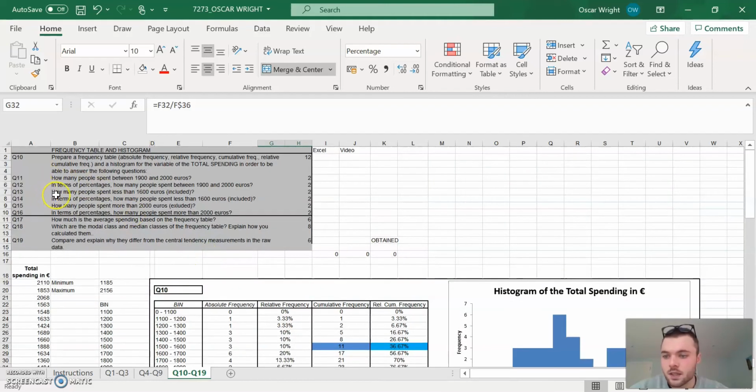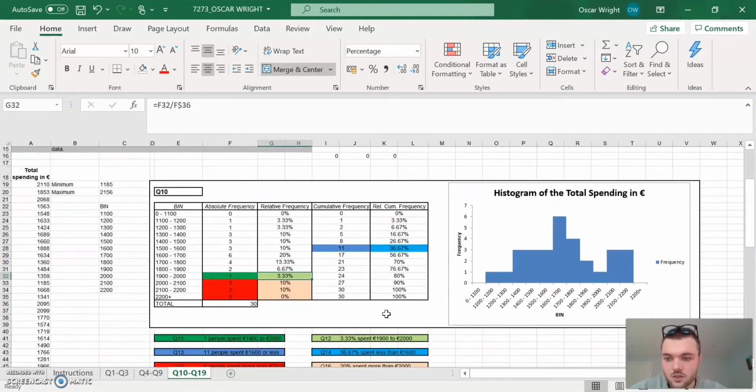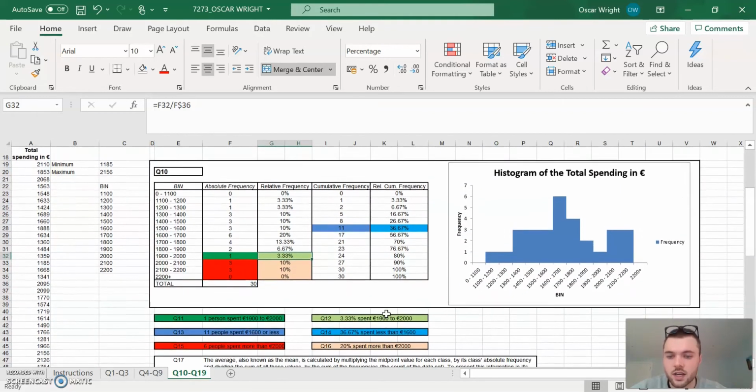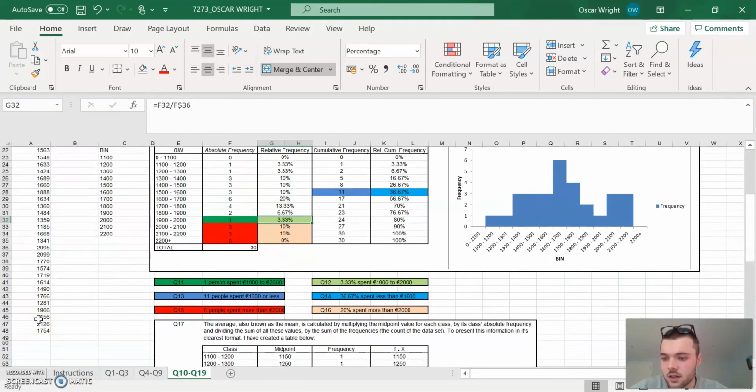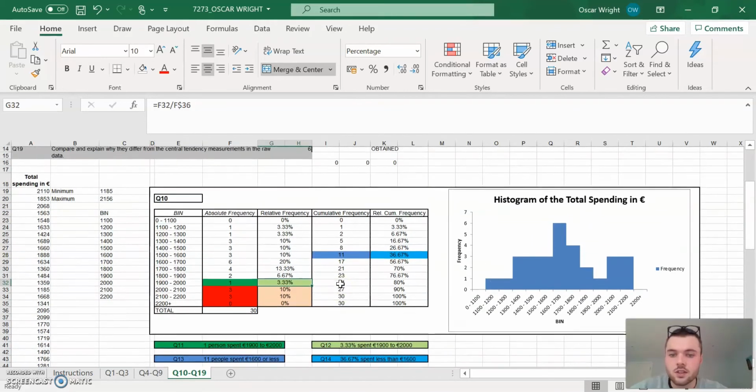Question 13. How many people spent less than 1600 euros included? So just to clarify one thing in our mind, we can first of all have a look down this column and make sure that the actual value of 1600 doesn't appear. We can see by looking down that there's nothing which is exactly 1600, so we know there's nothing on the line.